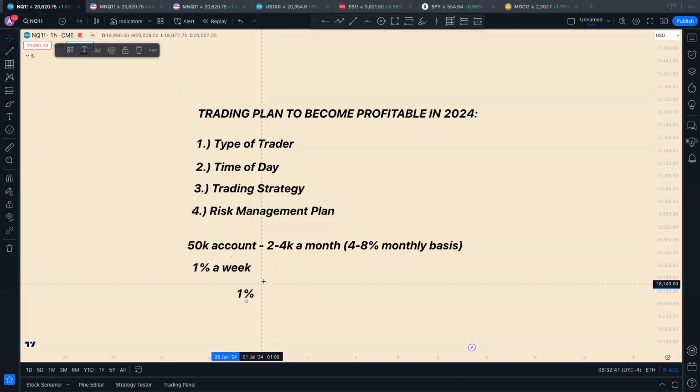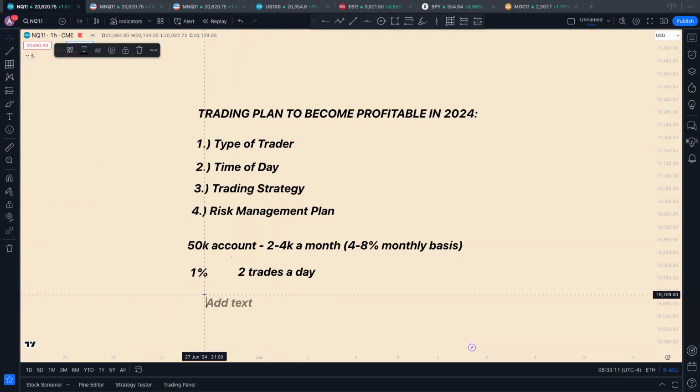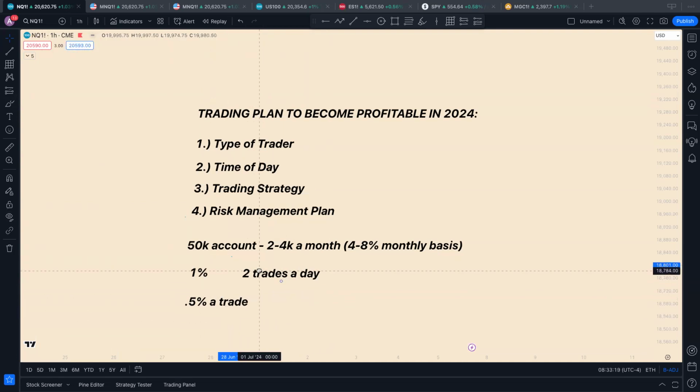Anything 1% and below is fine for me. I know I can deal with that and have a fresh start the next day. So 1% for me is my pain point. I never want to lose more than 1% a day, and I want to give myself at least 2 trades a day, at least have the chance of taking 2 trades a day before I reach that 1% max loss pain point. So all I'm going to do is risk 0.5% a trade. That way, if I take 2 losses, I've lost my 2 trades.